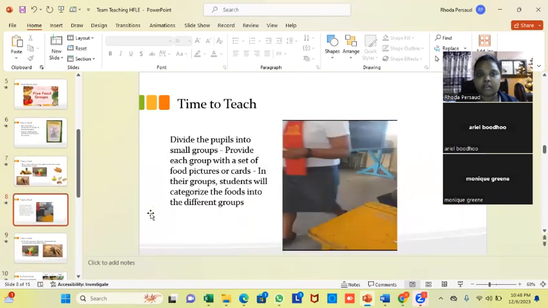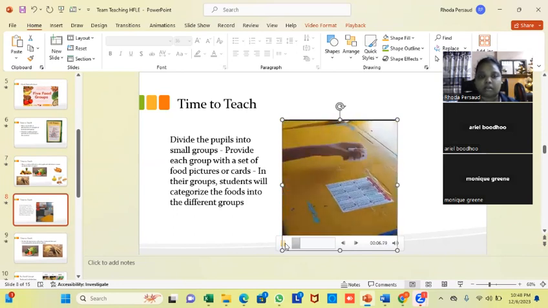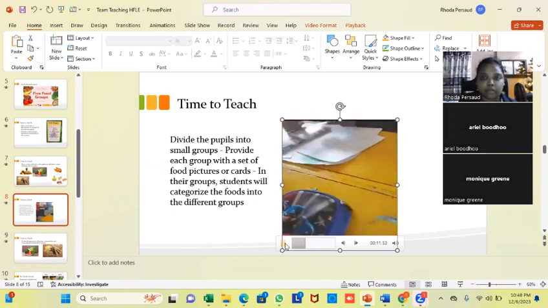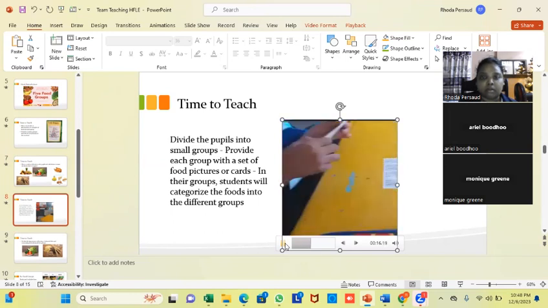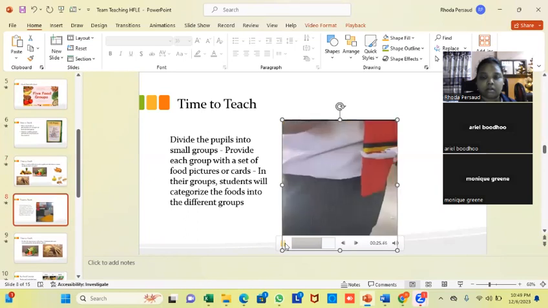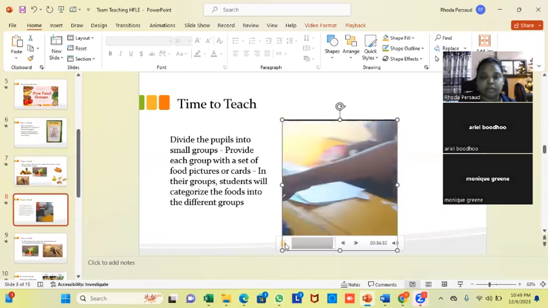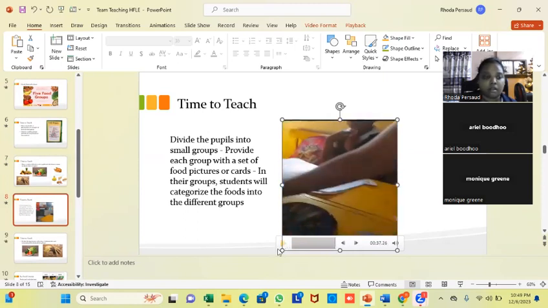Now, I'll place you into different groups and you will identify the food and you are required to put them into different groups. So here are the activities conducted. Good.